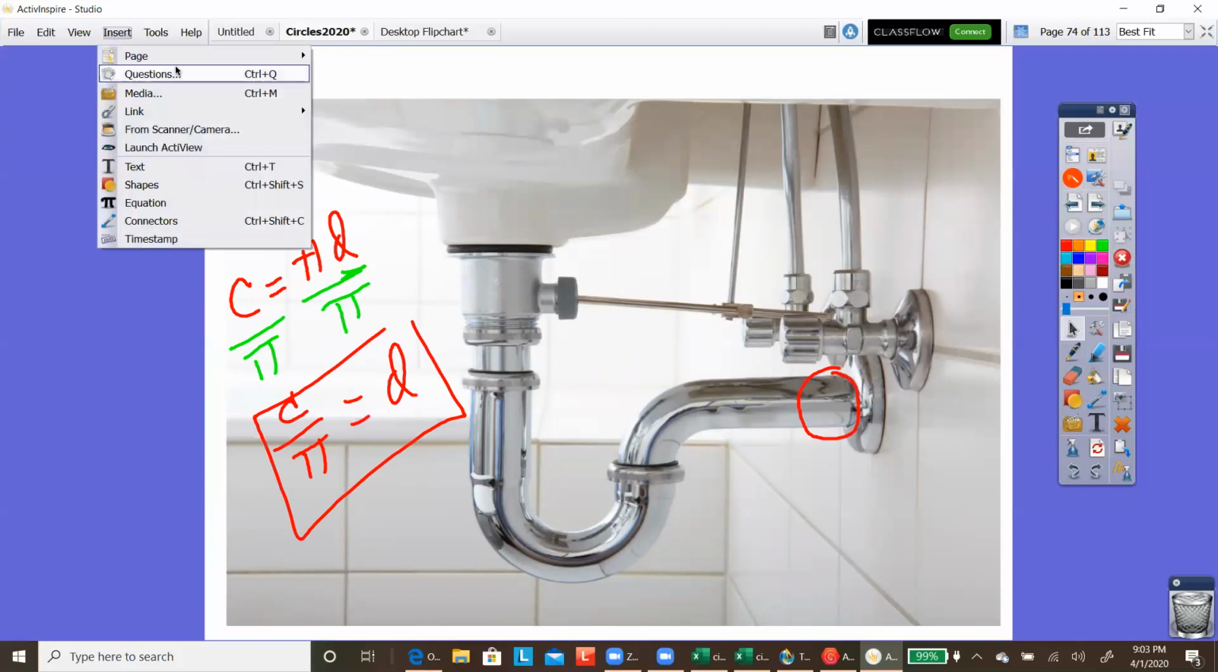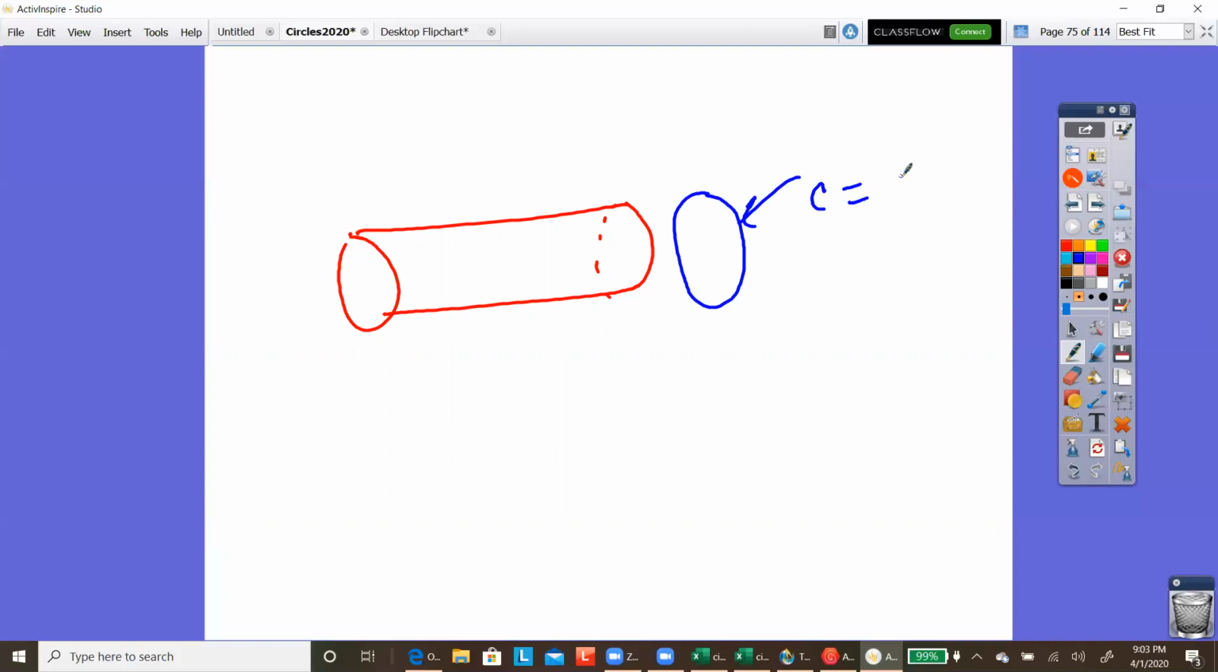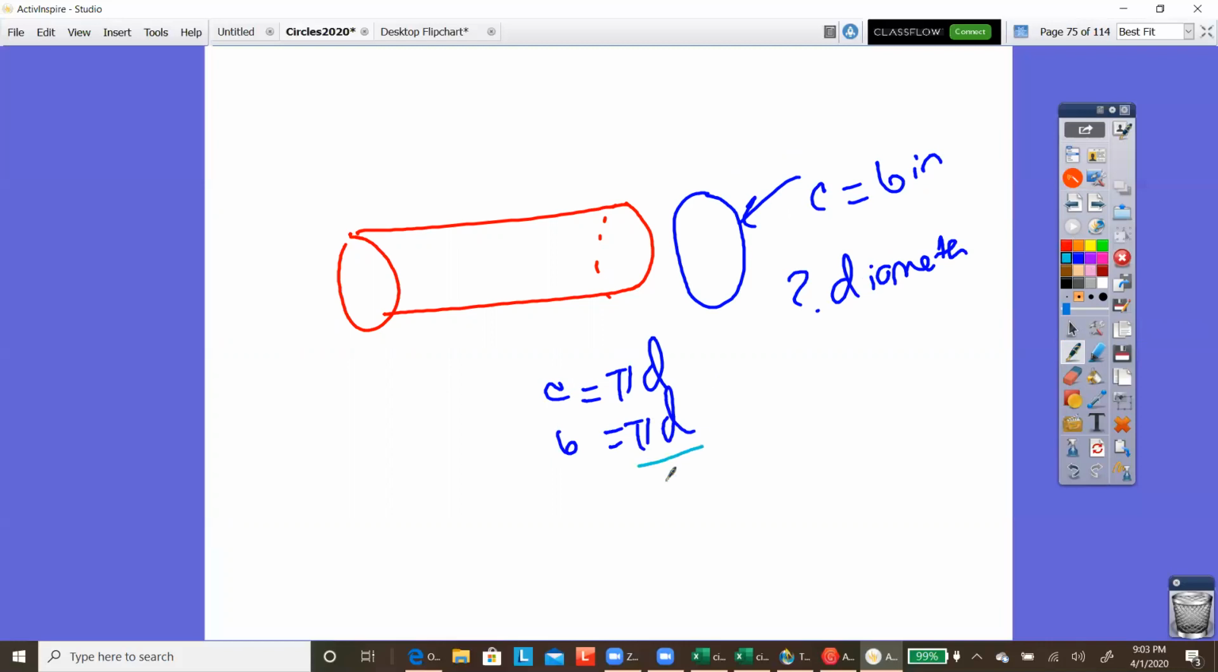So here, not an application, so I'll just make one up. Let's say that I have a pipe that is connected. This is not drawn well. Let's say the circumference of the pipe is, I don't know, let's say it's 6 inches, and I want to estimate the diameter of this pipe. So the circumference is pi times diameter. I'm giving you the circumference. I need to solve this for D. So I divide both sides by pi. If I divide 6 by pi on my calculator, that is approximately 1.9 inches. So that is approximately the diameter of my pipe.